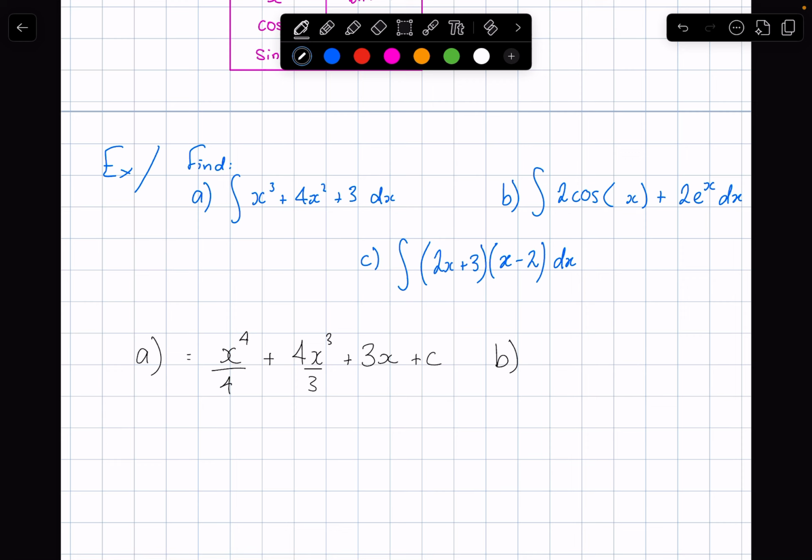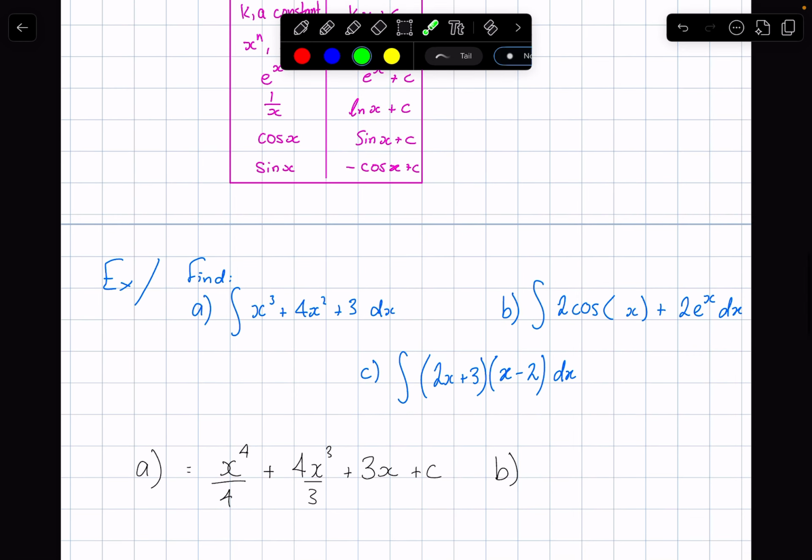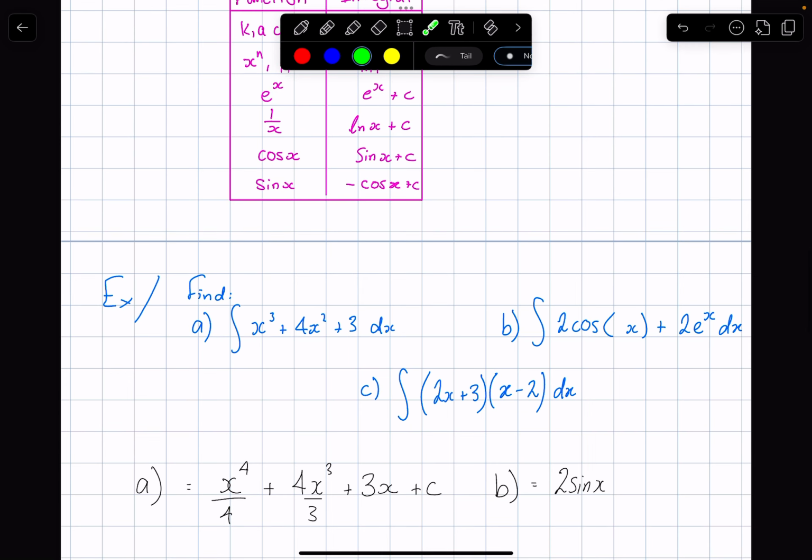If I'm having a look at B, 2 times cos x. Now we can see cos x goes to sine x. So that first term becomes 2 sine x. 2e to the x, well, e to the x stays as e to the x, so that's plus 2e to the x. And because it's an indefinite integral, I add c.